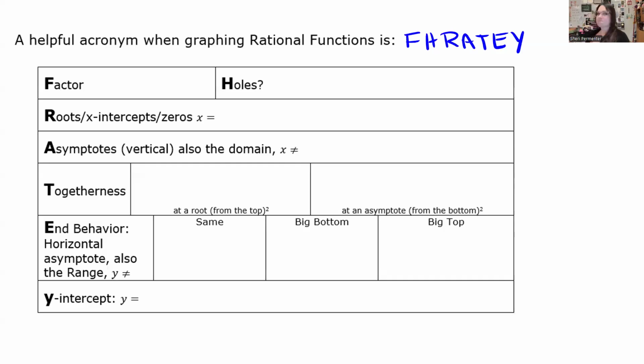go into graphing. First, you have to factor. There's nothing that goes along with that. You just have to make sure that you factor first.